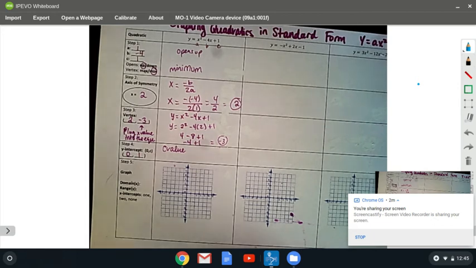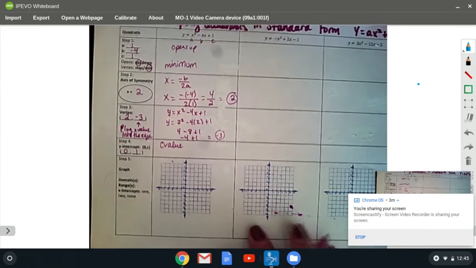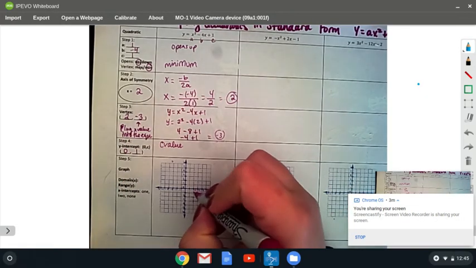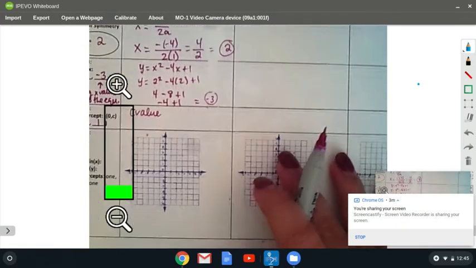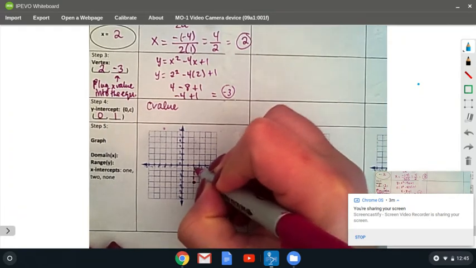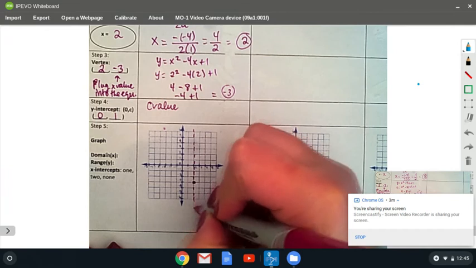I now have a few different points I can graph. I can graph my vertex and my axis of symmetry. So I'm going to zoom in a little here on the graph so you can see it. 2, -3 is my vertex. That's also my axis of symmetry, so I can put that dotted line.